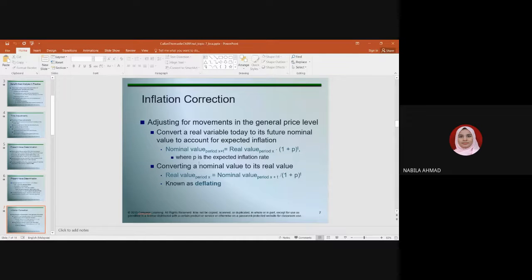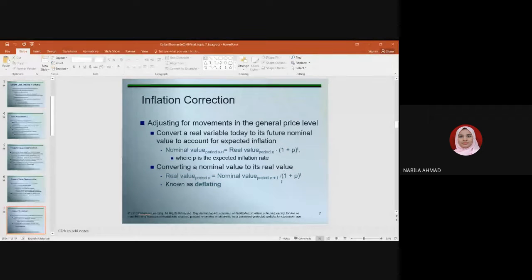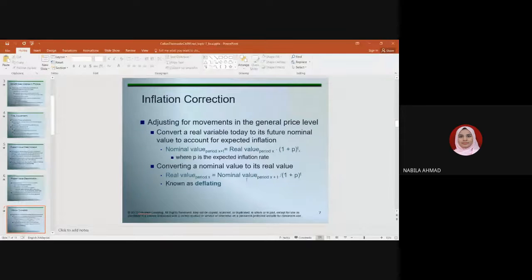Okay, so P adalah apa? P adalah price expected inflation rate, expected inflation rate. Okay, and so kalau kita nak convert pula nominal value to the real value, so dia jadi macam ni: real value period X equals to nominal value period X plus 1 times this one divided by this one, kita akan dapat, kita convert nominal into the real value.